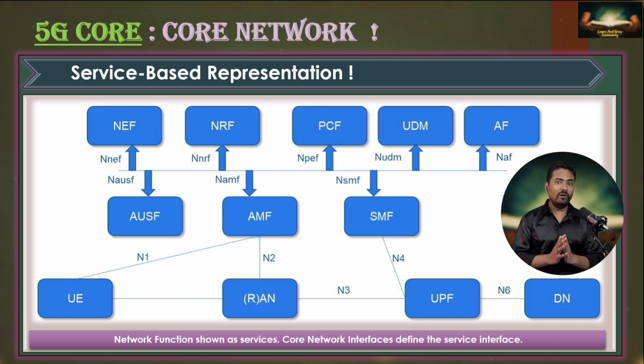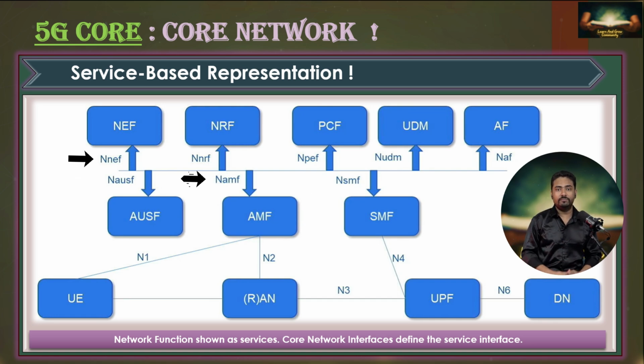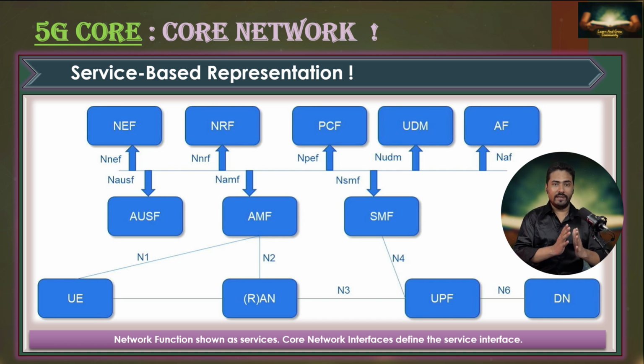The second style is called service-based representation. In service-based representation, the core network functions are shown as services, and these functions are interconnected with labels, which indicate the service interfaces of each function. This approach aligns better with the service-based architecture of 5G. In this model, any network function can expose its services to other authorized functions. So they have better flexibility and interoperability. This service-based representation is particularly relevant for 5G as it aligns with the service-based architecture, which is the main reason for its flexibility and scalability.